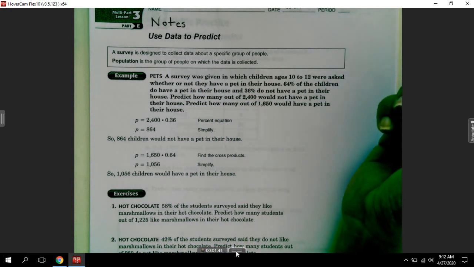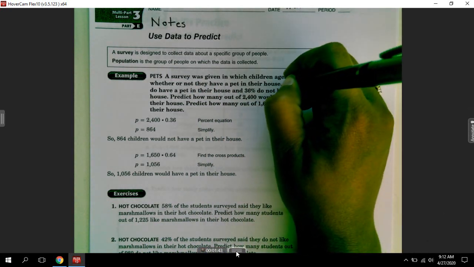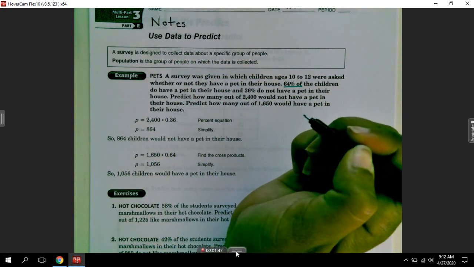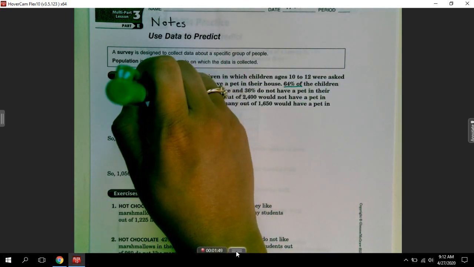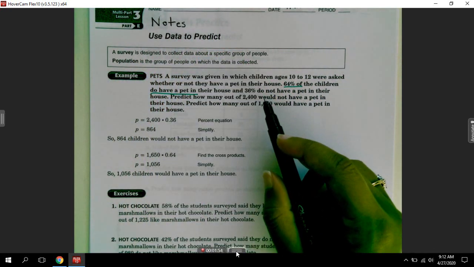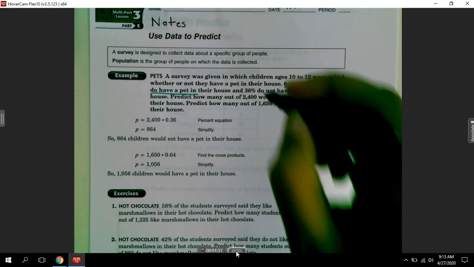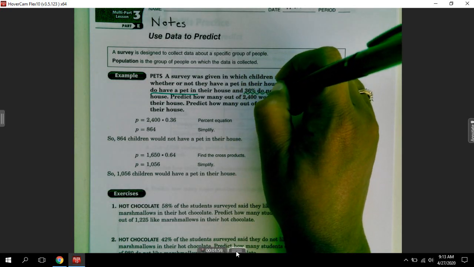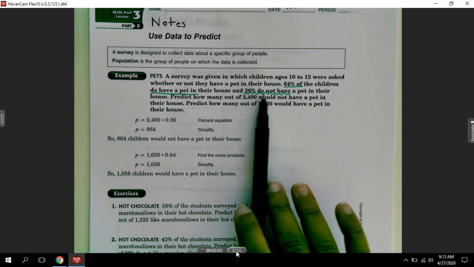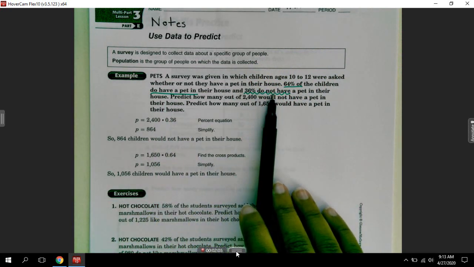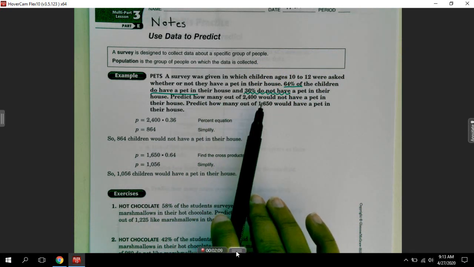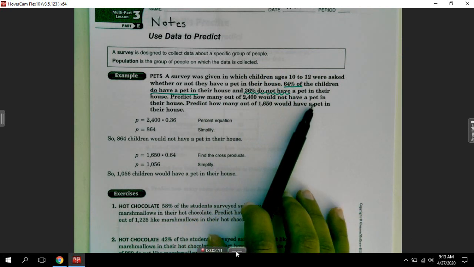64% of the children do not have a pet in the house. Okay, so 64% do have a pet in the house, and 36% do not. Okay, so I'm going to do a little squiggly. So we know 64% do have a pet, 36% do not have a pet in their house. Predict how many out of 2,400 would not have a pet in their house.